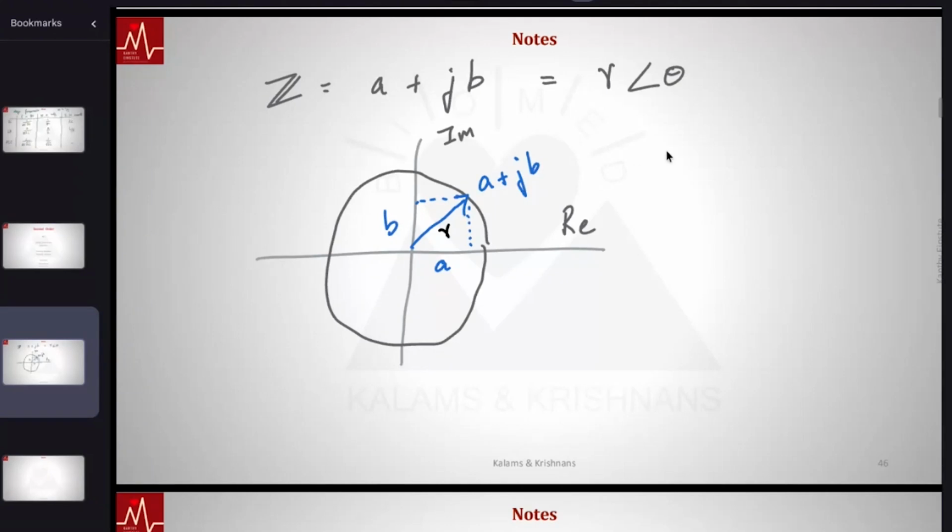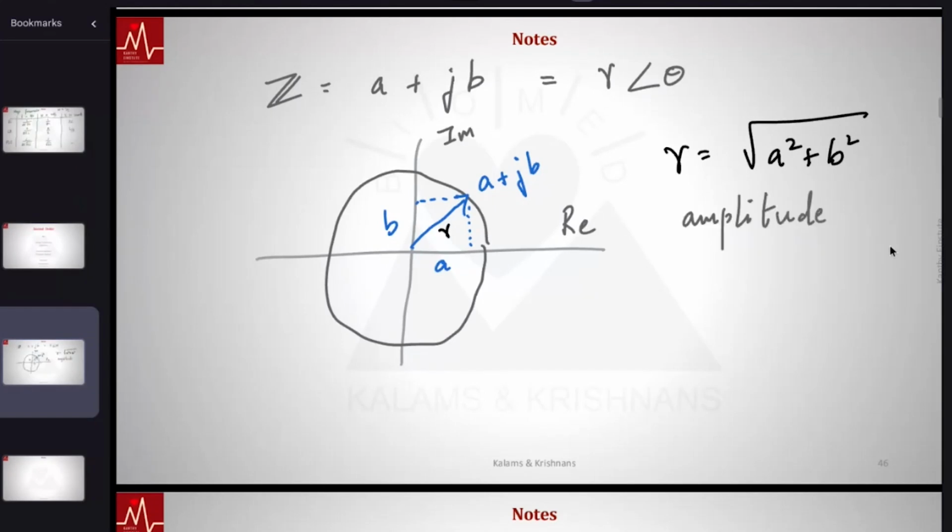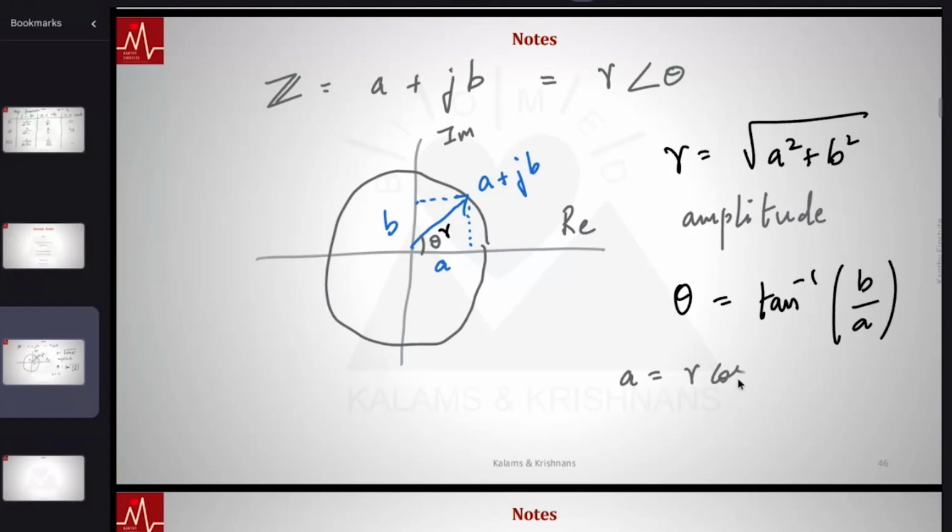How do you find the r? R happens to be square root of a square plus b square. This is your amplitude, and the phase is this theta. How do you find theta? That is also fairly simple. Theta happens to be tan inverse of b by a. So given a and b, you can find r, and given r and theta, you can find a and b. Given a and b, you can find r and theta. The other way around, a is just r cos theta, b is r sin theta. So given r and theta, you can find a.